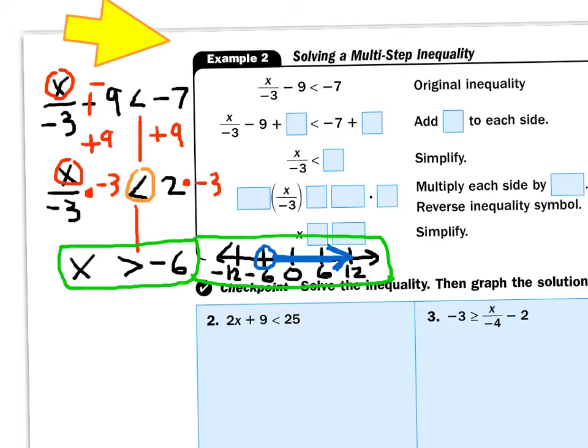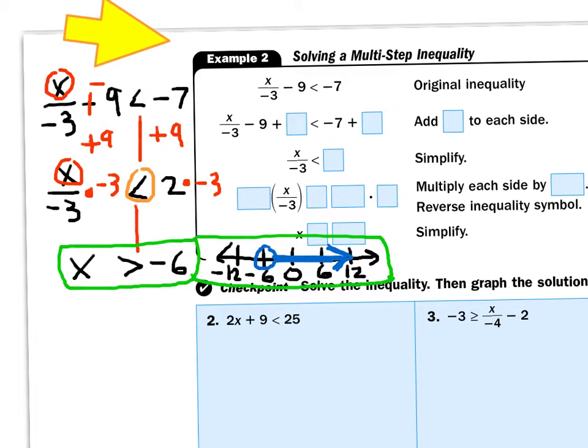Now, negative 3 divided by negative 3 creates that giant invisible 1. I let the x come down. The inequality symbol turns around, so it's the opposite. It is greater than. And then 2 times negative 3 is negative 6.